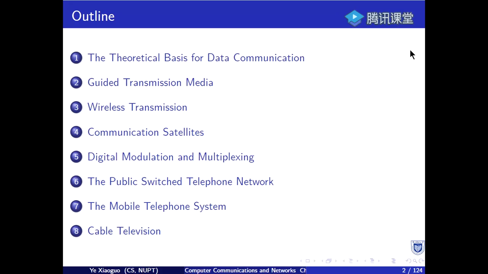In Chapter 1, we introduced the network architecture and protocols. Then we will go into the principles of computer networks from the physical layer to the application layer. The physical layer is the basis of the network architecture. Here we will study these points: the theoretical basis for data communication, transmission media, digital modulation and multiplexing techniques, and then the public switched telephone network, mobile telephone system, cable television, etc.